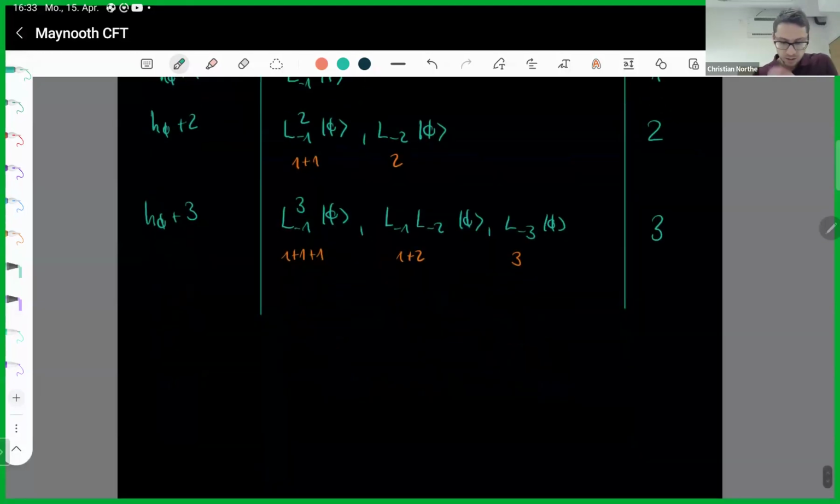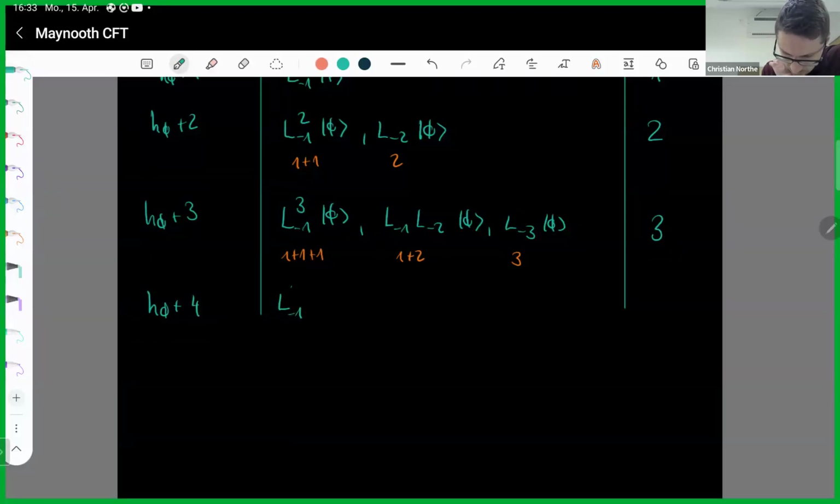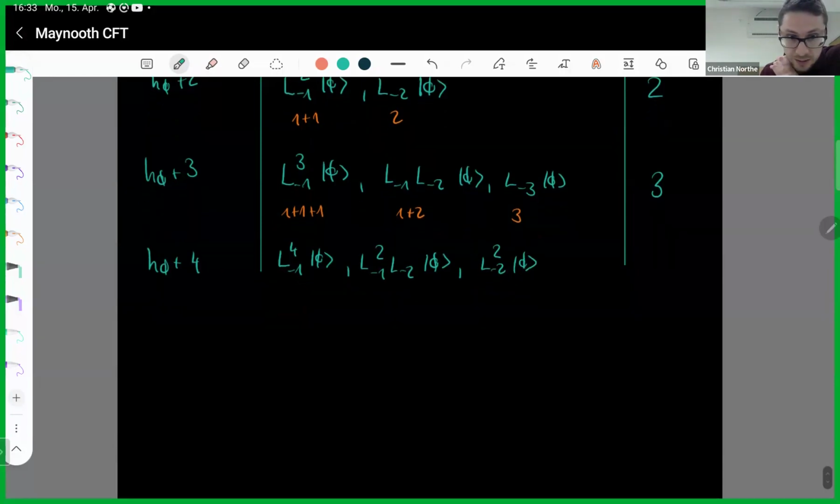And let's do another level, h_phi plus 4. That's L minus 1 to the fourth, L minus 1 squared L minus 2 on phi. Then there is L minus 2 squared on phi. And L minus 1, L minus 3 on phi. Let's make a bit more room.